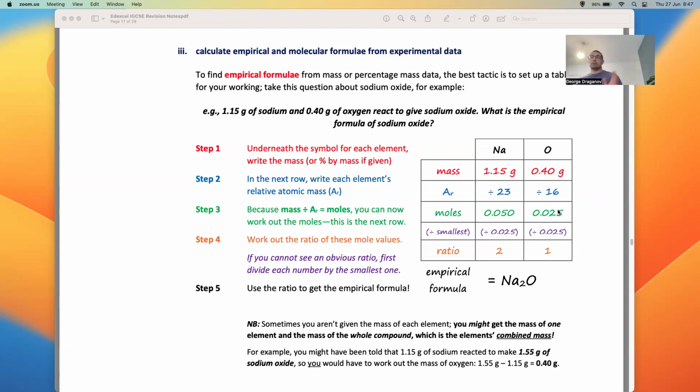Once you get the moles, just like the previous question, we need to find the simplest whole number ratio. The rule here is divide by the smallest number. So you look at these two numbers, this one is smaller. You divide both by this smaller number and you get 2. Here you're dividing by itself, so you get 1. So the ratio is 2 to 1. You then put that in, Na2O, and there's your empirical formula. So really, you're dividing twice. Divide by the AR, divide by the smallest number.